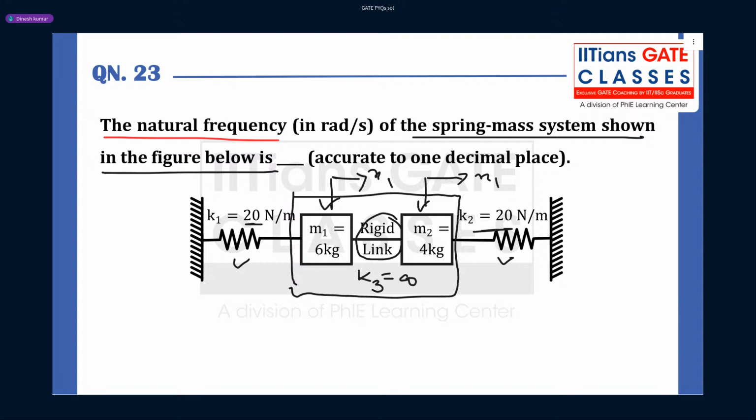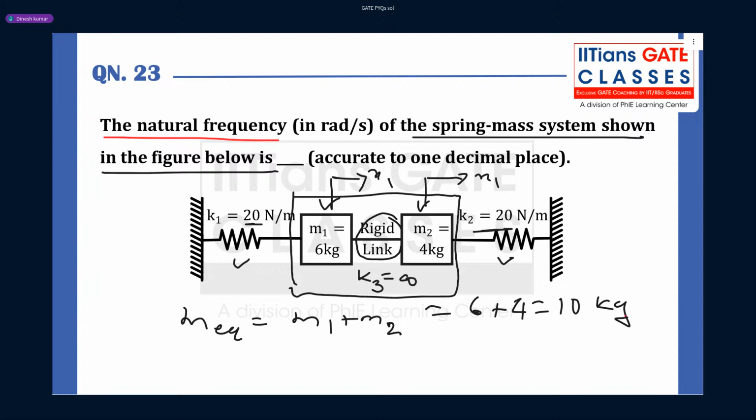Now this combination, is it in series or parallel? Just think, is it series or parallel? See, what will be M equivalent in this case? It will be M1 plus M2, so it is 6 plus 4 equal to 10 kg.